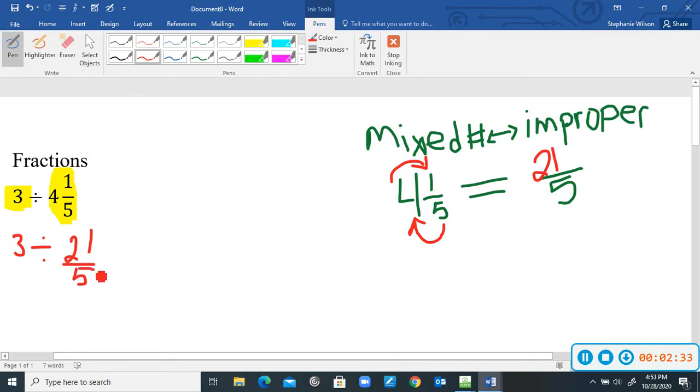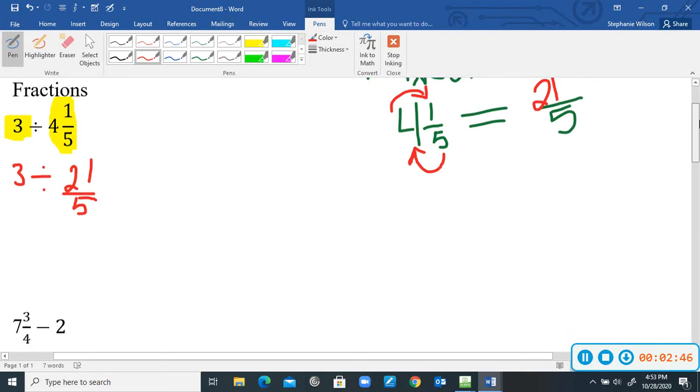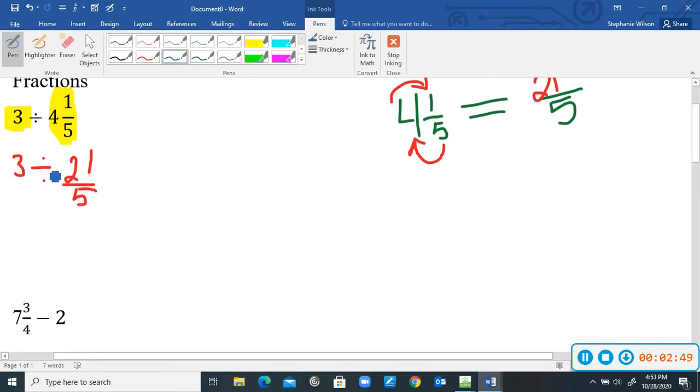And now we're going to follow a rule with dividing fractions. If it was multiplication, we'd move on. But dividing a fraction, we got to use a rule. The rule says we're going to keep, change, flip. What does that mean? We're going to keep the first term the same. We're going to change division to multiplication, and we're going to flip the second term. So let's do that. I got 3 times 5 over 21.